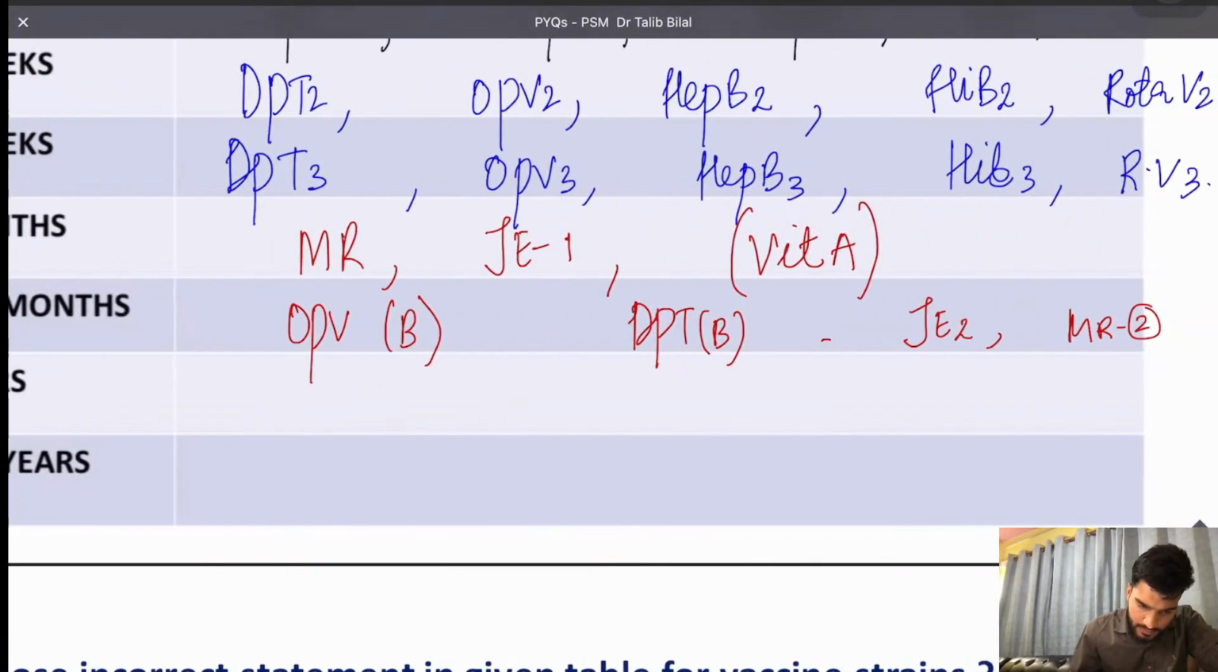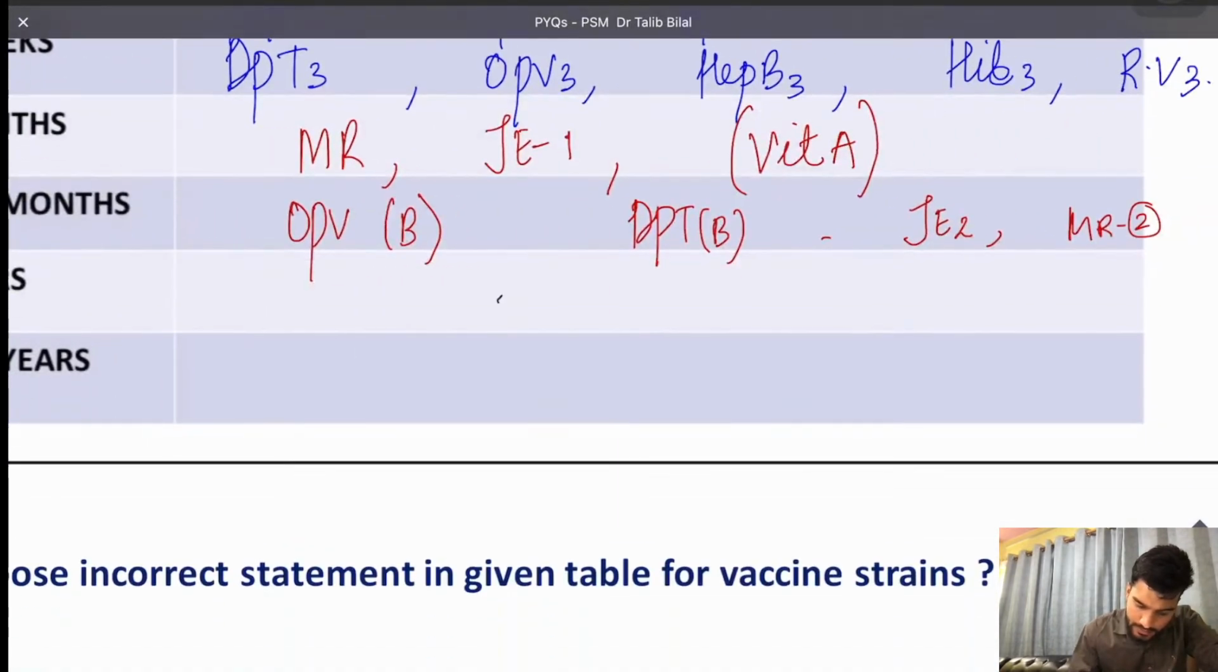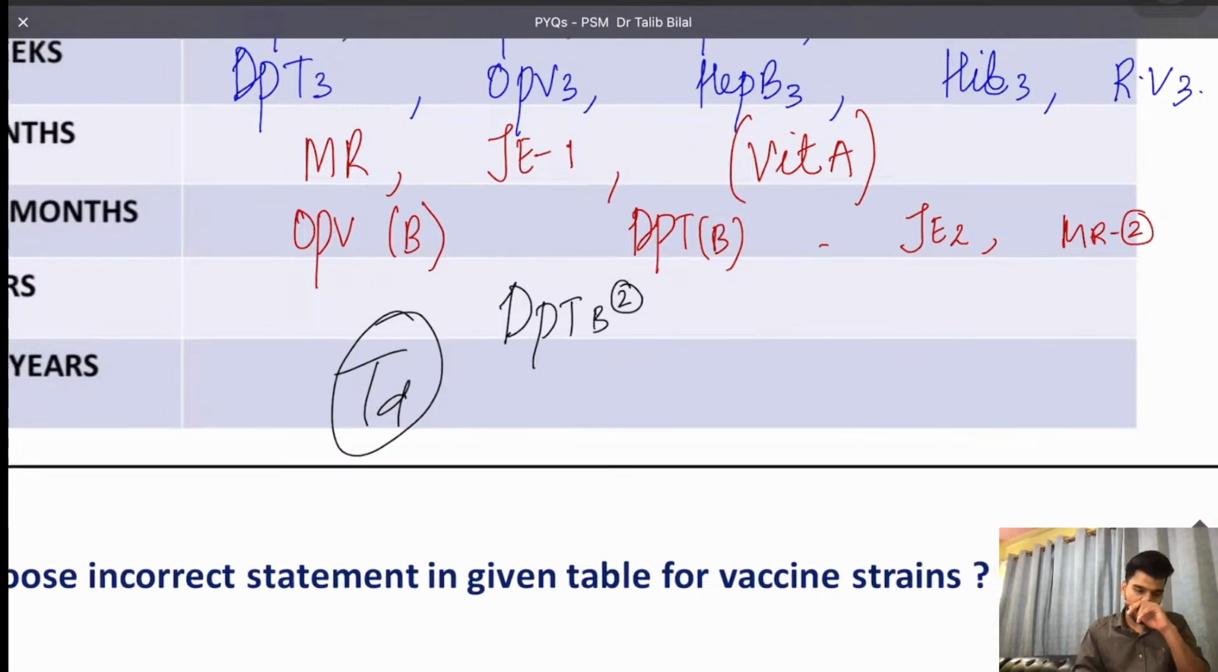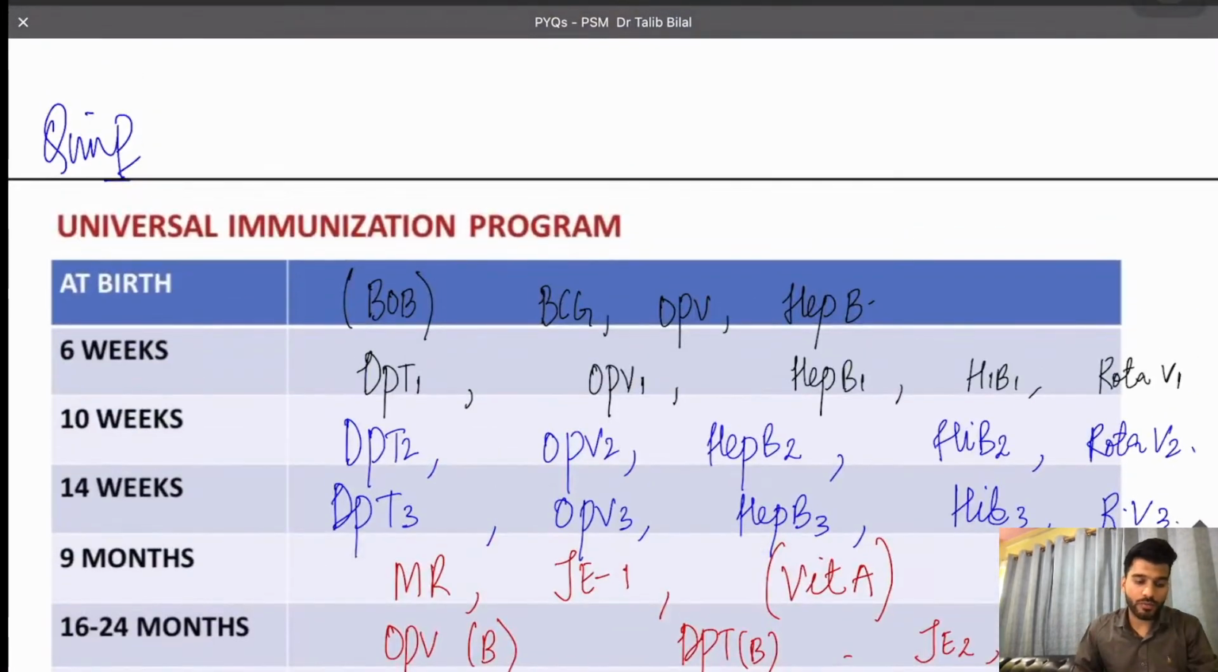At 5 years, we give DPT second booster, and 10 to 16 we give DD. Okay, that goes with a universal immunization program. Now my question to you, which of the following vaccine will cause intussusception as a side effect?